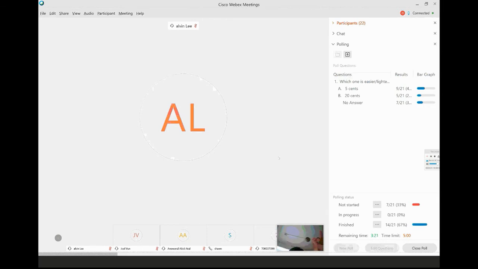20 cents is heavier than 5 cents, right? But now they are located at different positions of the stick. So will it change the result?